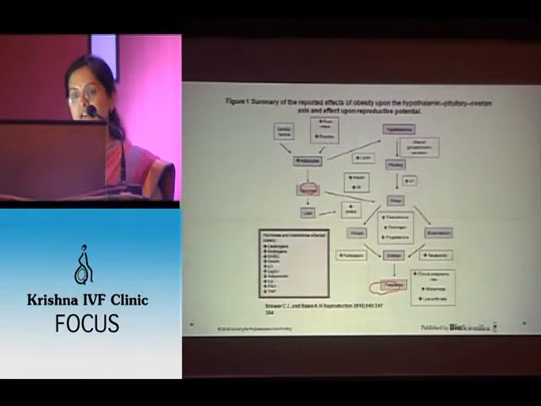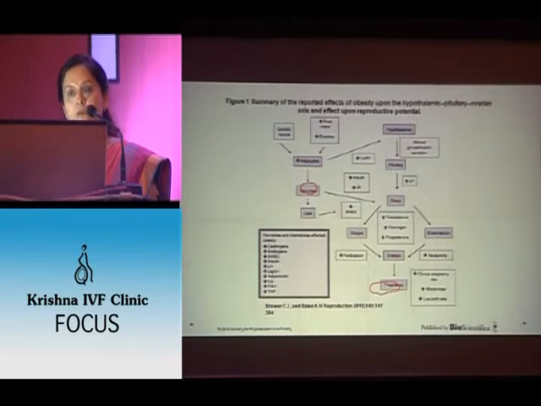This is an interesting slide. This slide summarizes the effects of obesity on the hypothalamo-pituitary-ovarian axis, and it also shows the reproductive potential of a woman with obesity. Through cumulative impairment of several processes, obesity exerts its effect on fertility. It affects ovulation, oocyte maturation, endometrial development, uterine receptivity and implantation, and leads most of the time to miscarriages.